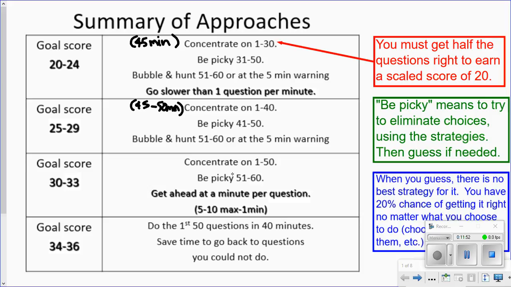You bubble them in, and then go back and use the rest of the time to check, make sure you have all your questions answered, and if there's one you want to spend a couple more minutes on and you've got time, do it. Okay.